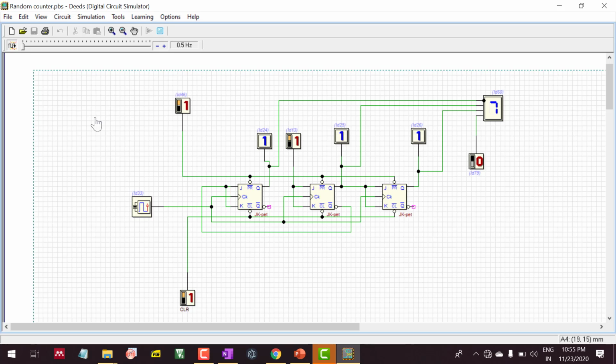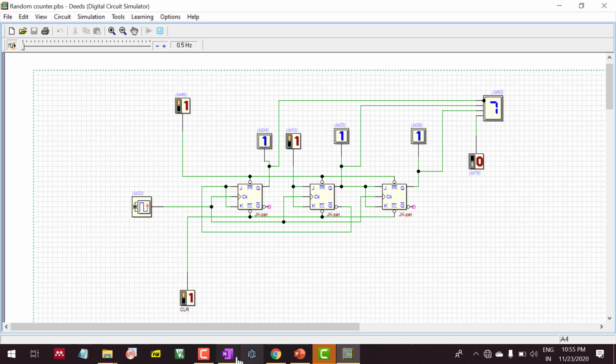Now you can check: 7 to 1, 1 to 2, 2 to 4, 4 to 7, and again 7 to 1. So that means if the flip-flop goes to a state which is not valid, it will be in that loop forever. It is going 1, 2, 4, 7, and again back to 1.